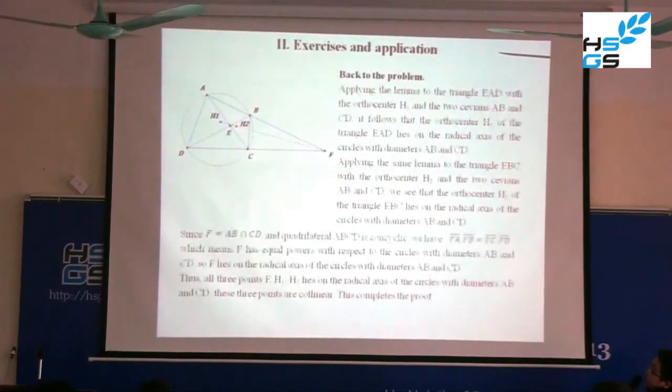Applying the lemma to the problem, we have H1 and H2 both lie on the radical axis of the circles with diameters AB and CD respectively. Since ABCD is a cyclic quadrilateral and F is the intersection of AB and CD, we have FA multiplied by FB equal to FE multiplied by FB. Therefore F also lies on the radical axis of those circles with diameters AB and CD. Therefore H1, H2 and F are collinear.